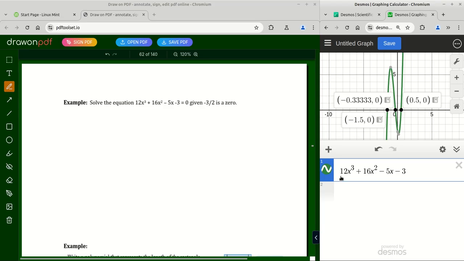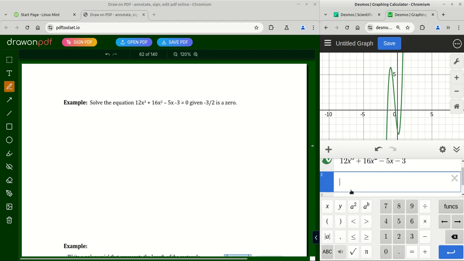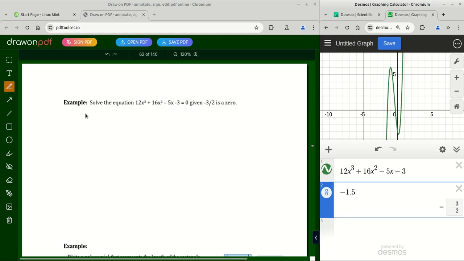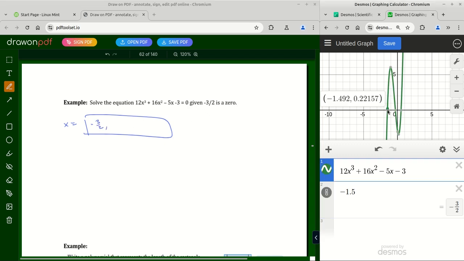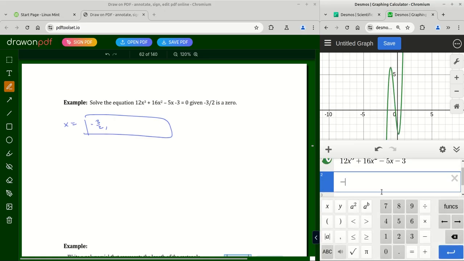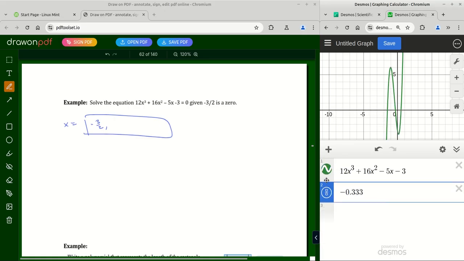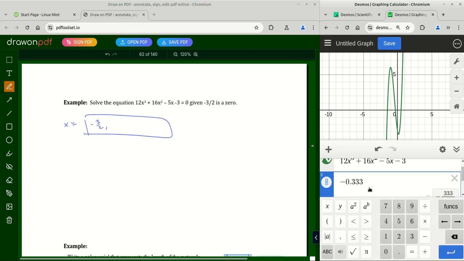Okay, so anyways, let's go one by one. I got a negative 1.5, and as you guessed, that's my negative 3 halves. So we got x is equal to negative 3 halves. That's definitely one of the answers. That was right there. So let's get this negative 0.333. Yep, that's sweet, super sweet. Nope, it's not super sweet anymore. Sorry.